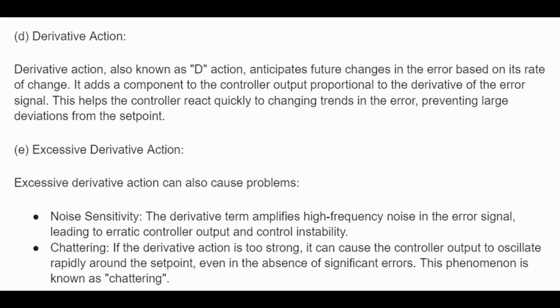E. Excessive derivative action. Noise sensitivity. The derivative term amplifies high-frequency noise in the error signal, leading to an erratic controller output and control instability. Chattering. If the derivative action is too strong, it can cause the controller output to oscillate rapidly around the set point, even in the absence of significant errors. This phenomenon is known as chattering.